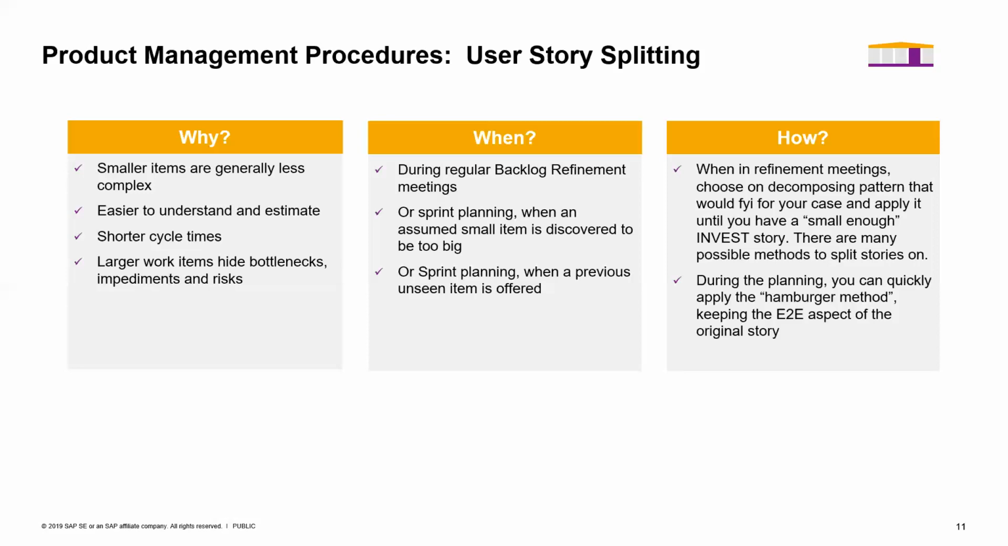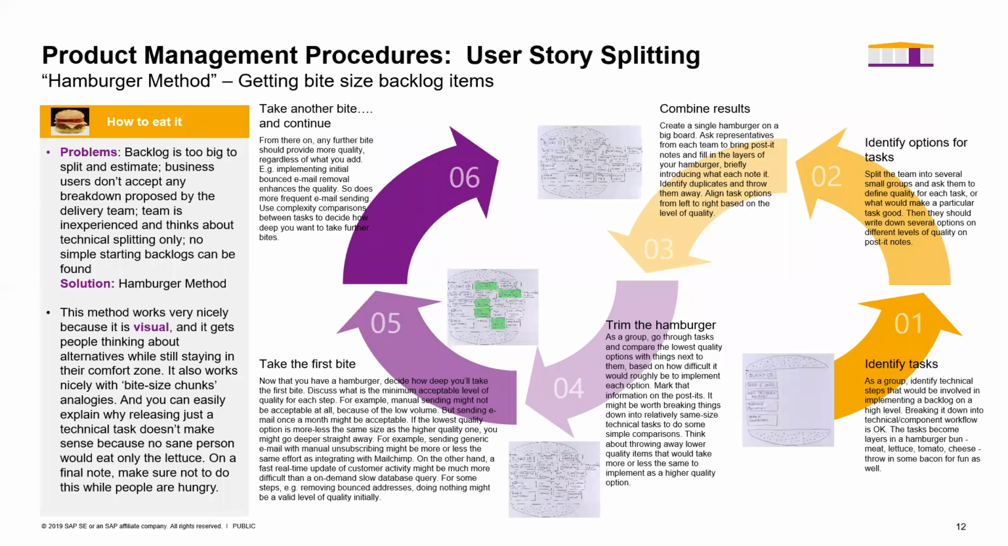During the planning, you can also apply the hamburger approach. I will go into a little bit of detail here. When we talk about the hamburger approach, think about what I get at McDonald's: you have basically everything, but in smaller bites. The problem statement is that the backlog is too big to split and estimate.